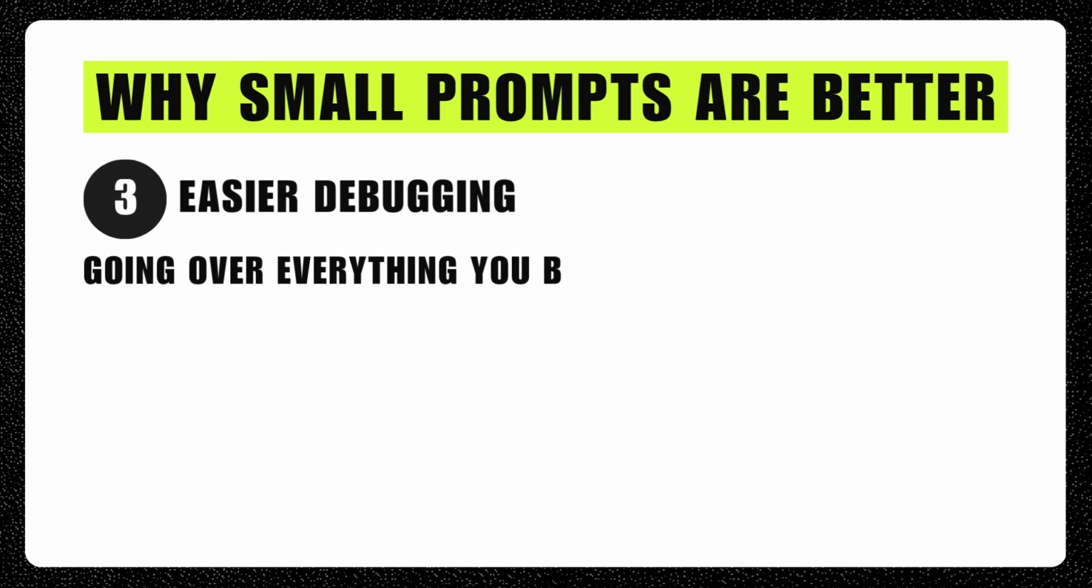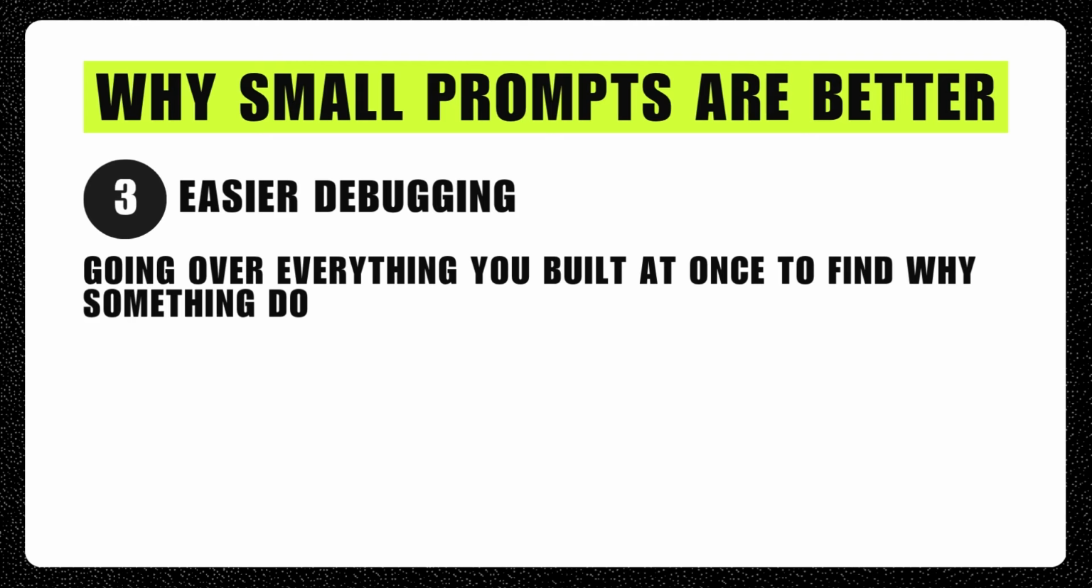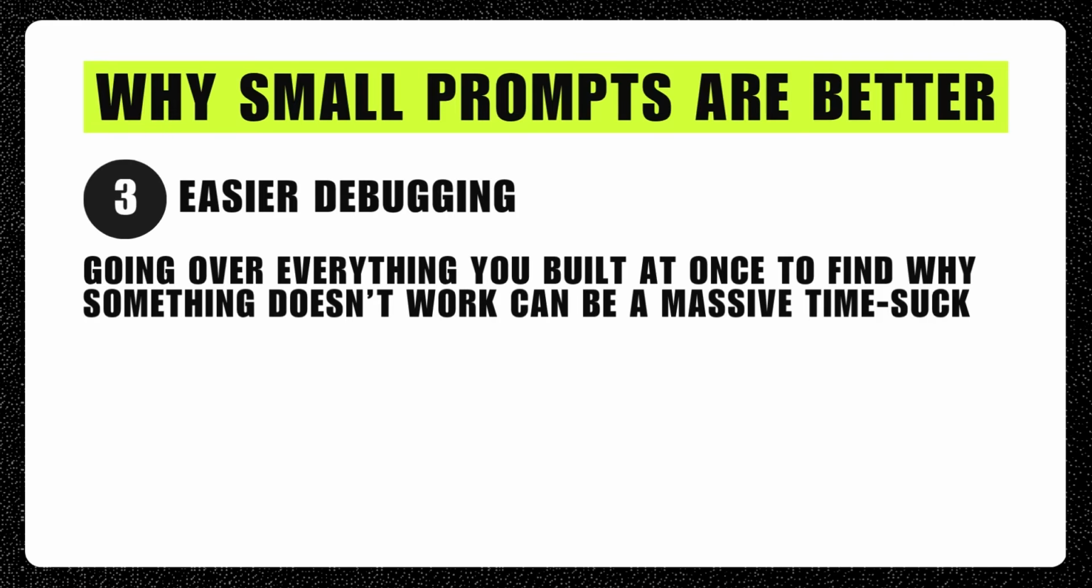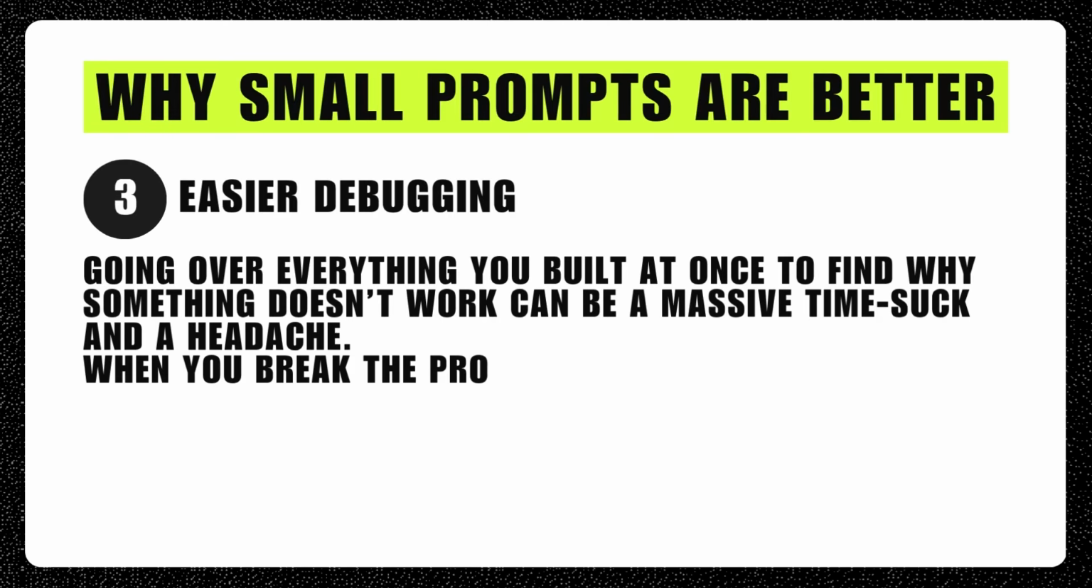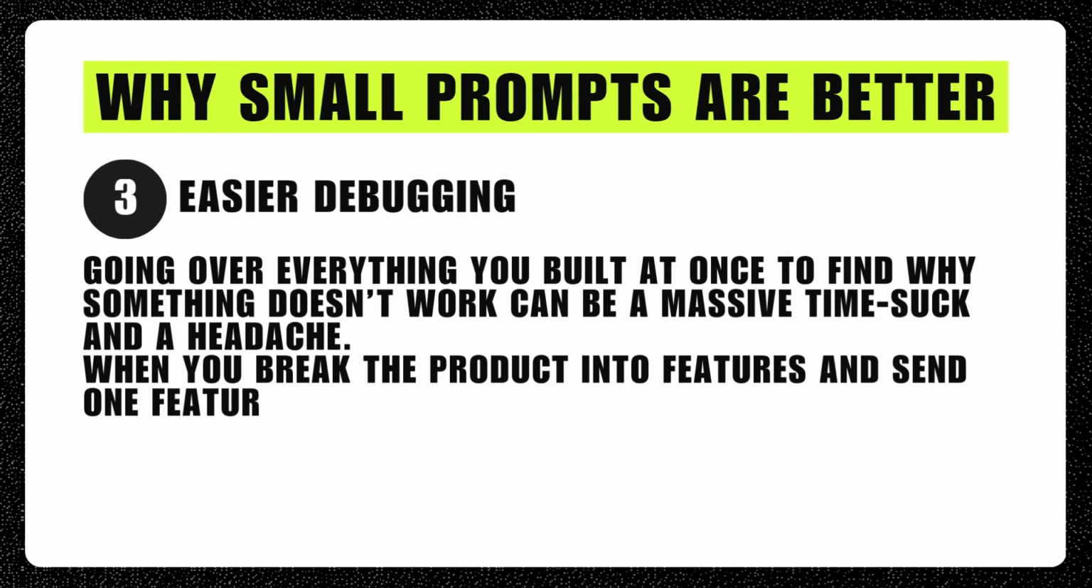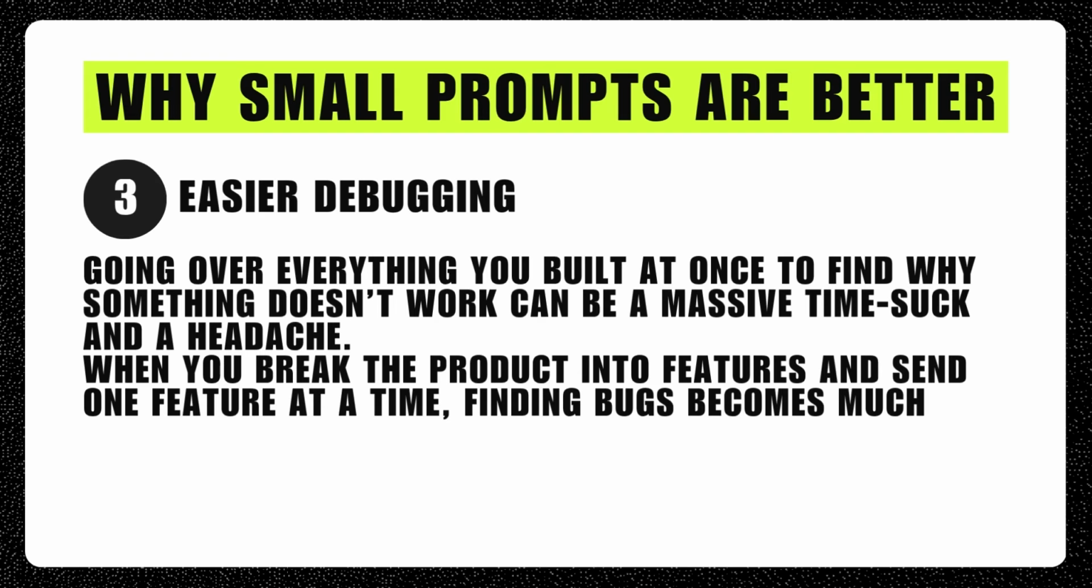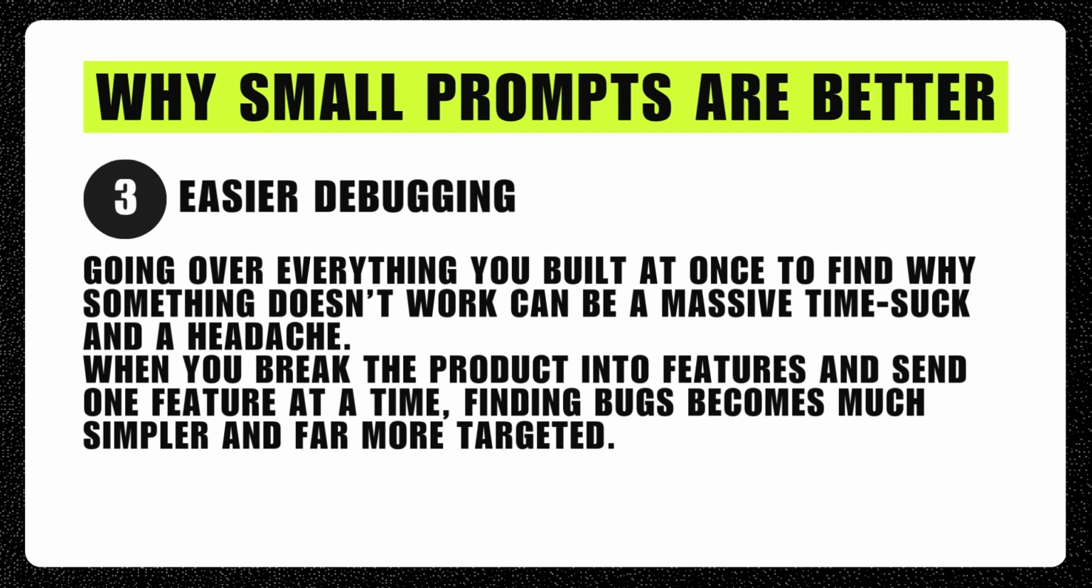Going over everything you build at once to find why something doesn't work can be a massive time suck and a headache. When you break the product into features and send one feature at a time, fighting bugs becomes much simpler and far more targeted. That way, it's just simpler to find the bug and fix it.